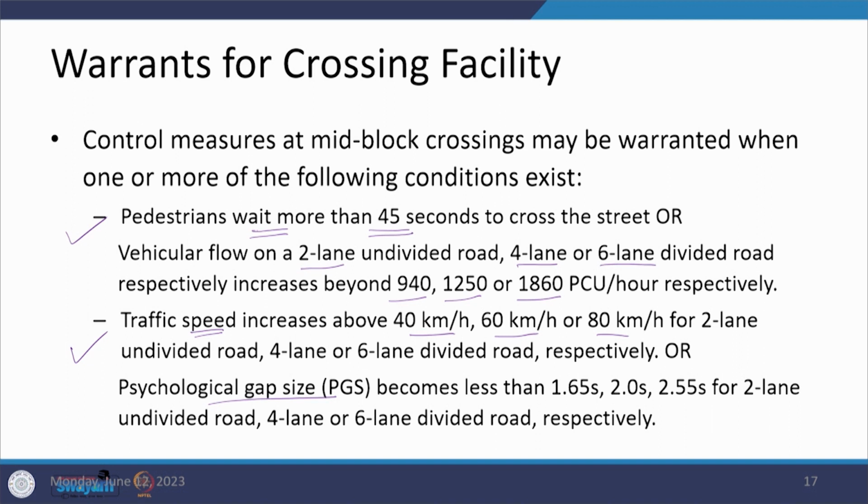So, that sort of psychological gap size is being talked about again for the 3 road conditions, that is 2-lane undivided, 4-lane divided and 6-lane divided, and the respective values are 1.65 seconds, 2 seconds and 2.55 seconds. So, these are the warrants which need to be taken care of while considering the crossing facilities or providing them at the mid block locations.